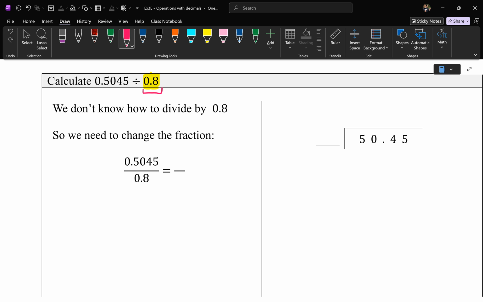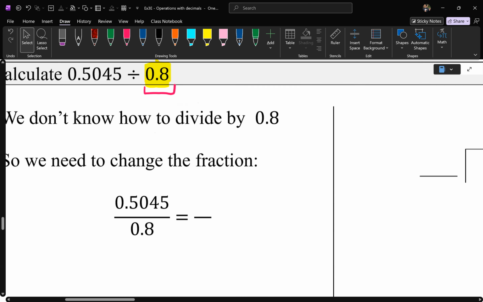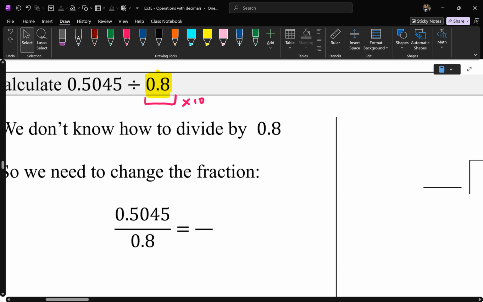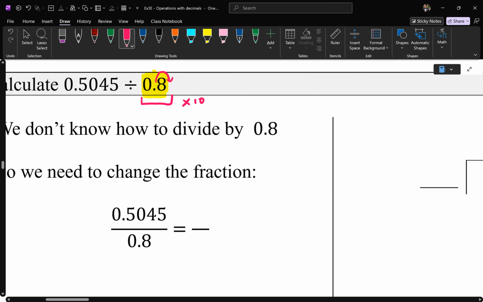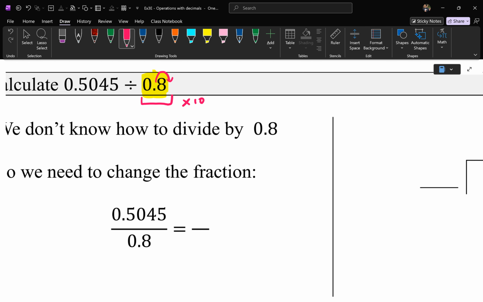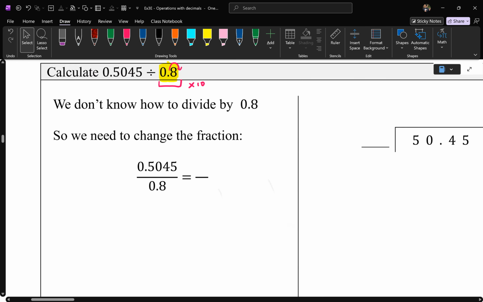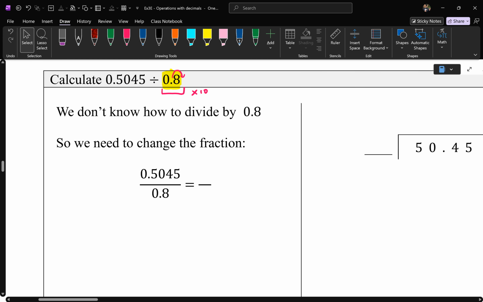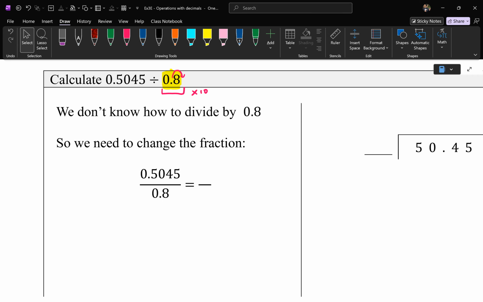Now, how do I convert 0.8 to a whole number? What would you have to do? Times by 10, because you want 1 decimal forward. Times that by 10. Now, what I want you to see is why this happens with division where you don't have to actually change the decimals. Watch what happens here. 0.5045 is this number. Divide is this symbol. 0.8 is the denominator.